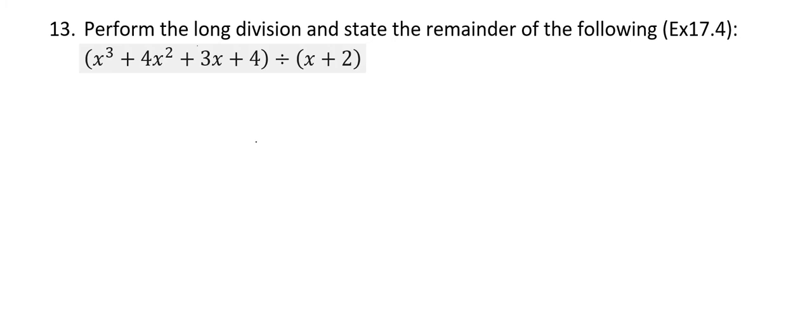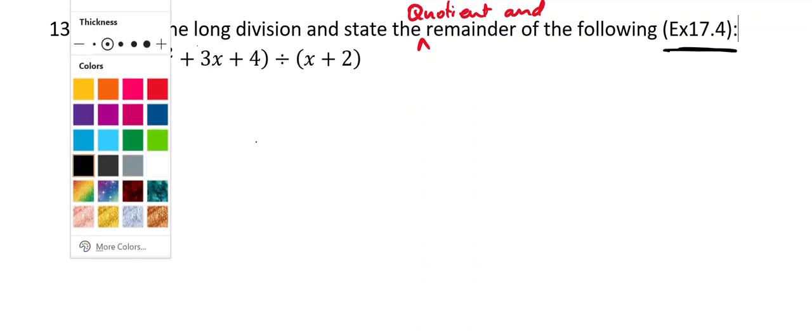Okay, so we're up to the last question. Perform the long division. Now this should say: state the quotient and the remainder of the following. Okay, so I should have that in there. That's what it normally says if you do any of these questions from here. So we've got to set up the long division.